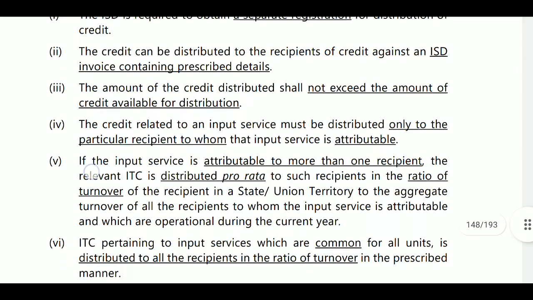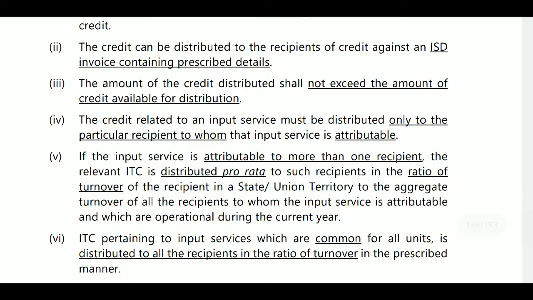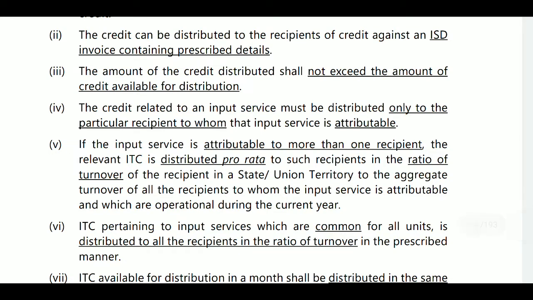Provided the amount of credit distributed shall not exceed the amount of credit available. How much amount is available? It should not exceed the amount of credit being distributed. Next, the credit related to an input service must be distributed only to the particular recipient to whom that input service is attributable. So whoever is the recipient, only that person gets that ISD credit.